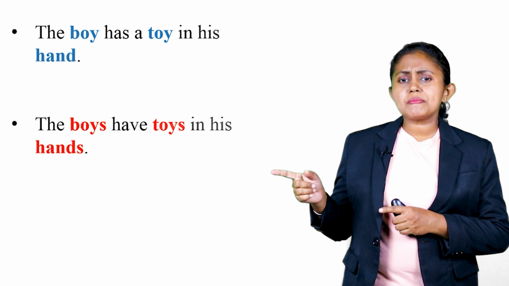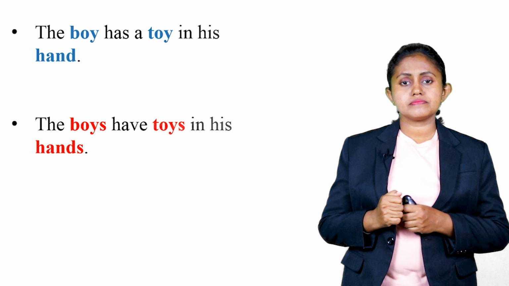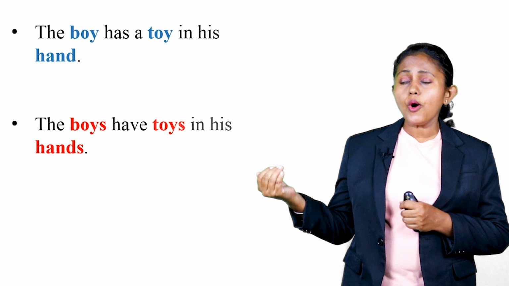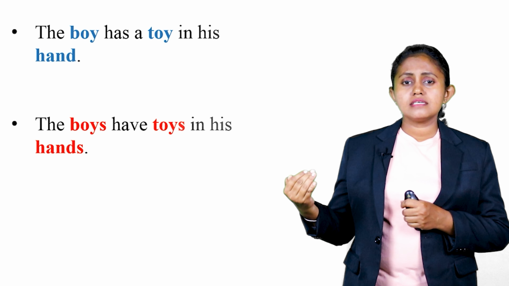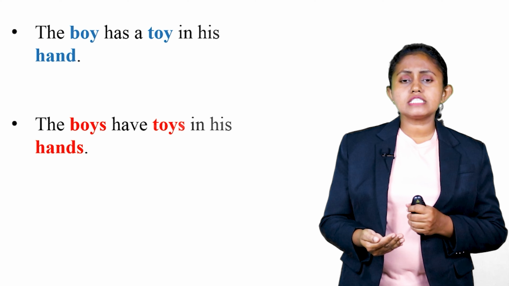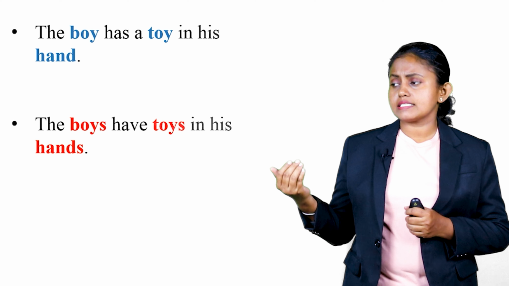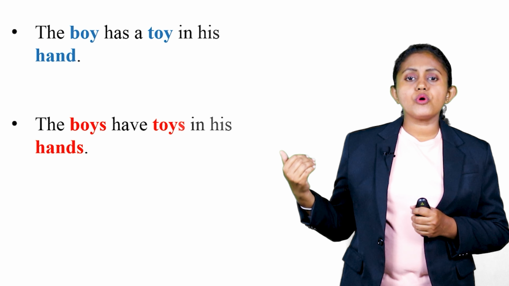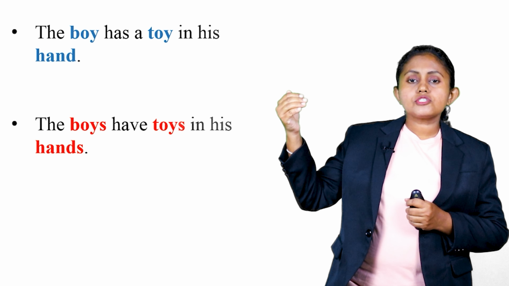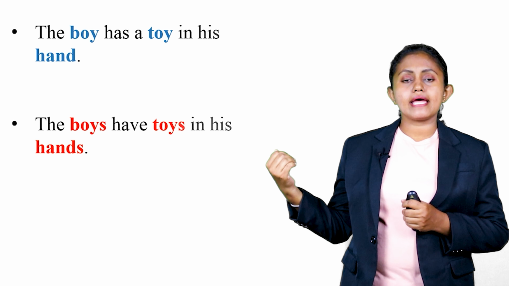Look at these two example sentences. The boy has a toy in his hand. Here, the noun boy, the noun toy and the noun hand are singular ones. Then how to make the plurals of these nouns and convert the sentence into plural? Let's see it. Boy becomes boys. So the boys have, toy becomes toys. In his hand becomes hands.